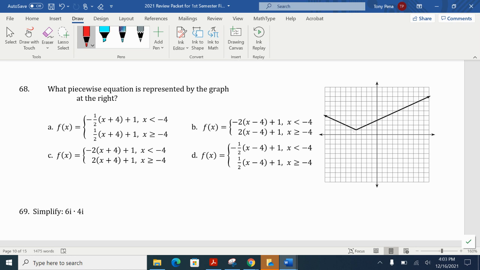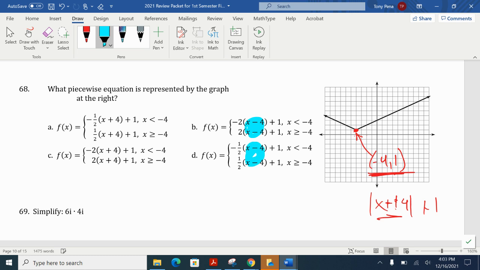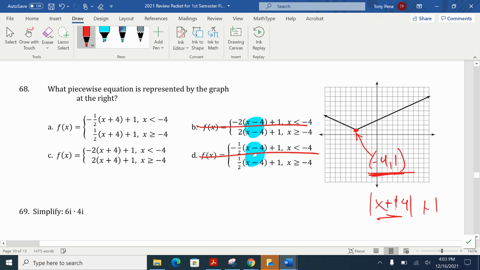You don't have to do quite as much work. If we look at this here, do the same stuff that we've been doing. Identify your vertex. So this is (-4, 1). If I ask you to write this as an absolute value equation, you would do x minus a -4 plus a 1. So that should mean we have x plus 4 inside of our absolute value bars, or parentheses for our piecewise function, but definitely an x plus 4. If you look at this set and this set, those are x minus 4. So there is no way that these could be our answer. So it's not B or D.